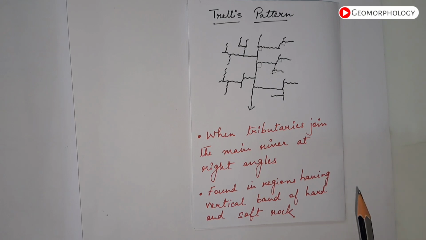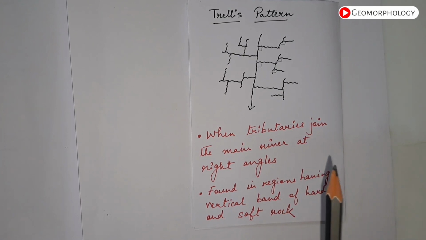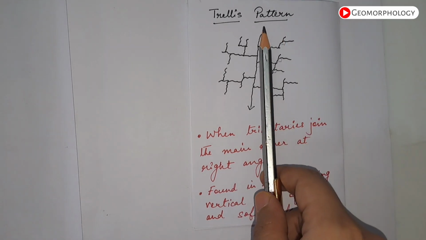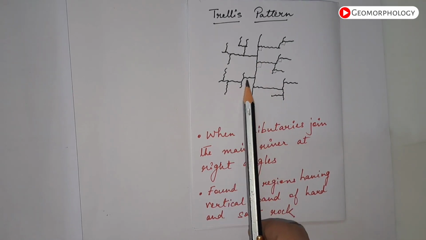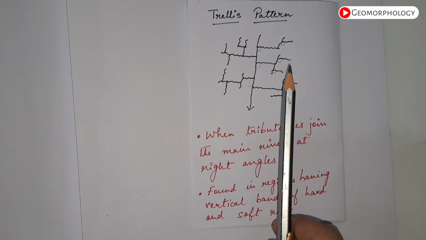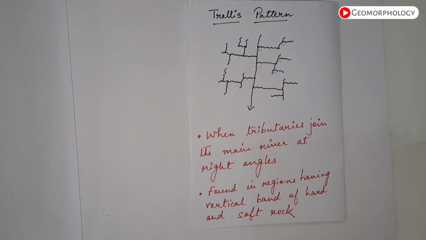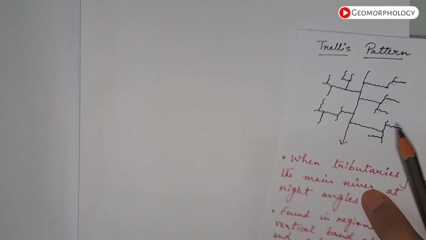Basically this is found in regions where you have alternate layers of hard and soft rock. So mainly the folded structure is present. There you will find the trellis drainage pattern. I repeat, when the tributaries join the main river at right angles, that type of drainage pattern is known as the trellis drainage pattern.